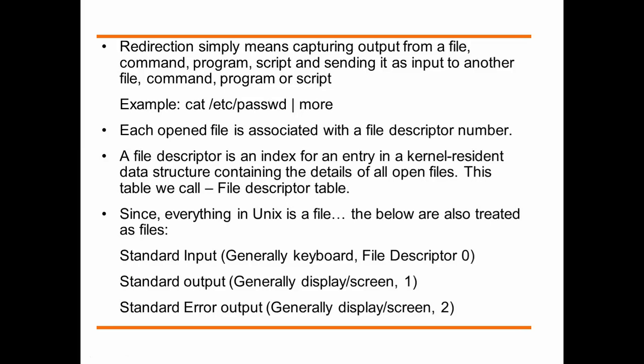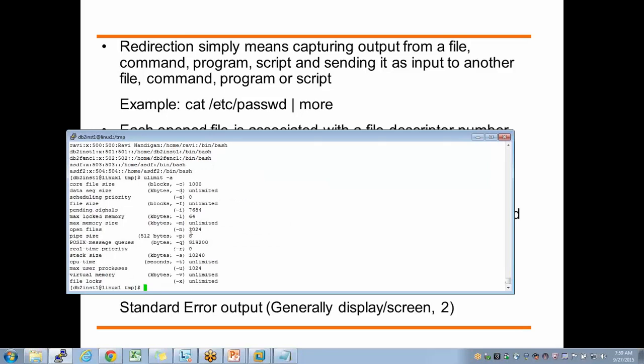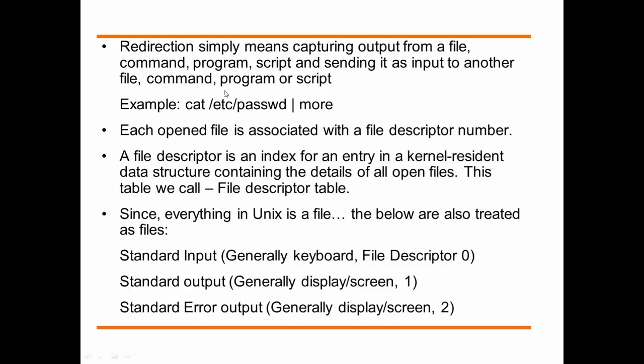But the important point from the Unix point of view is that whenever you work on these, it's like one file. We looked at these options, right? The maximum number of files you can open as per the limit is 1024. Whenever you work on anything, Unix treats it as a file, and each file has a file descriptor associated with it. Now what is a file descriptor? A file descriptor is an index for an entry in a kernel-resident data structure containing the details of all open files. This table we call the file descriptor table.